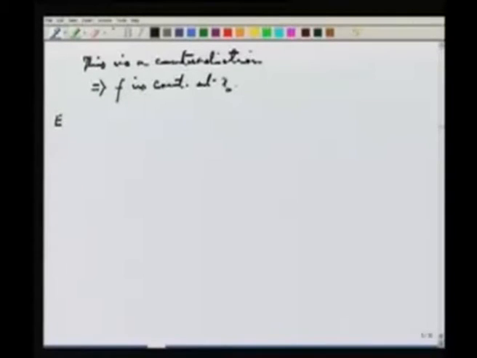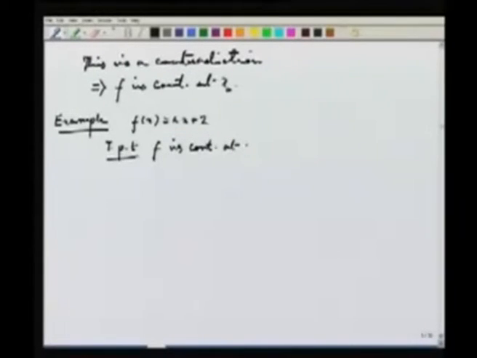Okay. So I will start with the functions which I have already dealt with. I will use this sequential criteria to again show you that those functions are really continuous. So let us start with this example, and you will see in this case the proof is much easier. We start with the function f(x) = ax + b. I want to prove that f is continuous at x = 2.